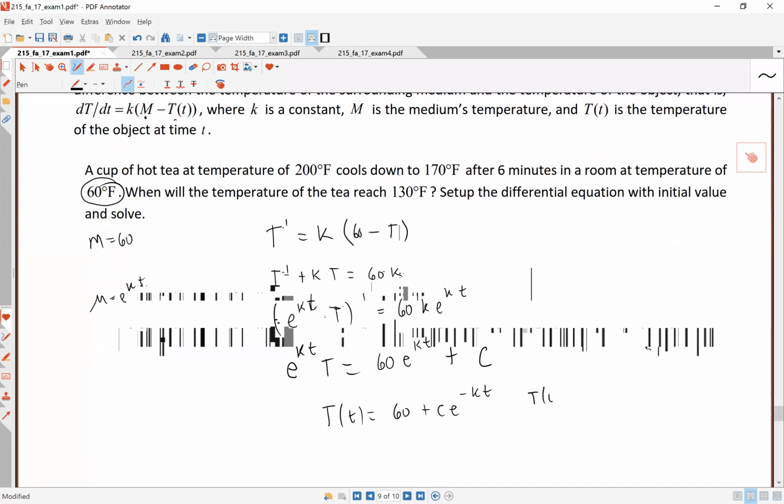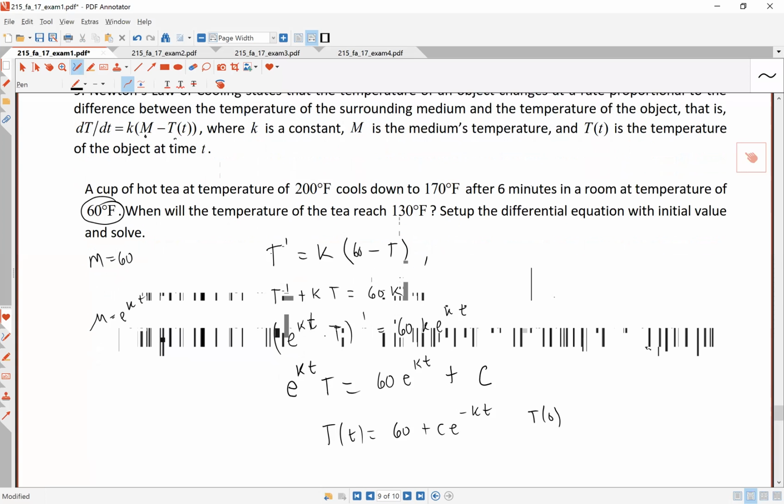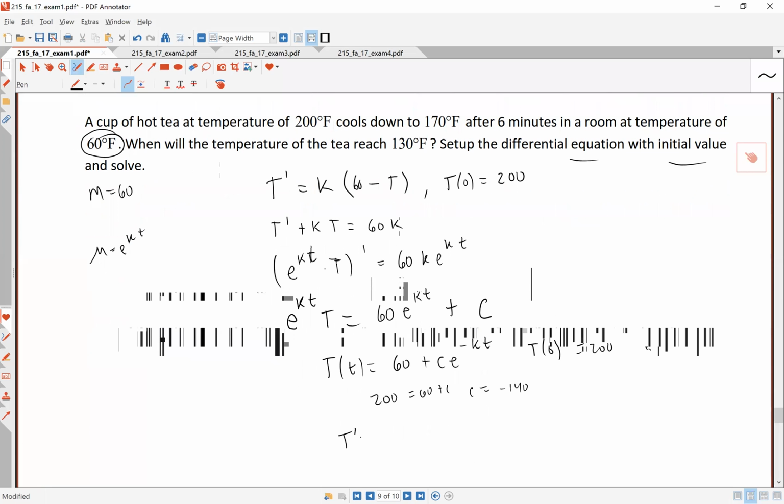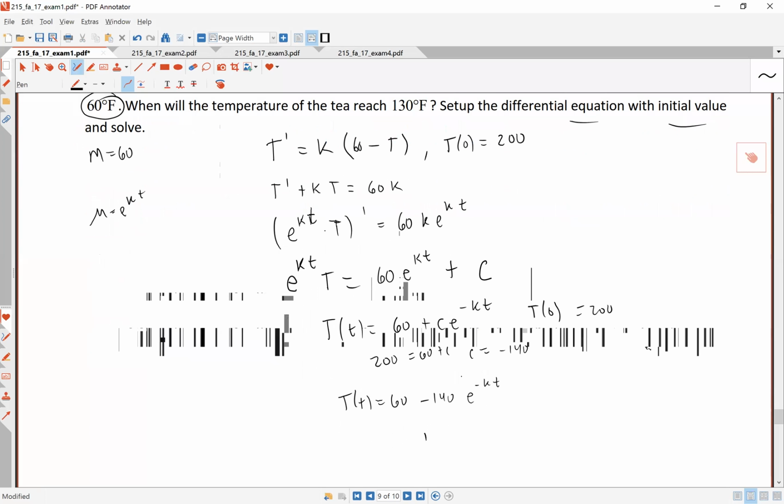Our initial temperature, set up the differential equation with the initial value. I was supposed to do that from the start. The initial temperature is 200. If that's the case, then 200 equals 60 plus C, or C equals negative 140. So T is 60 plus 140 e to the negative kt.